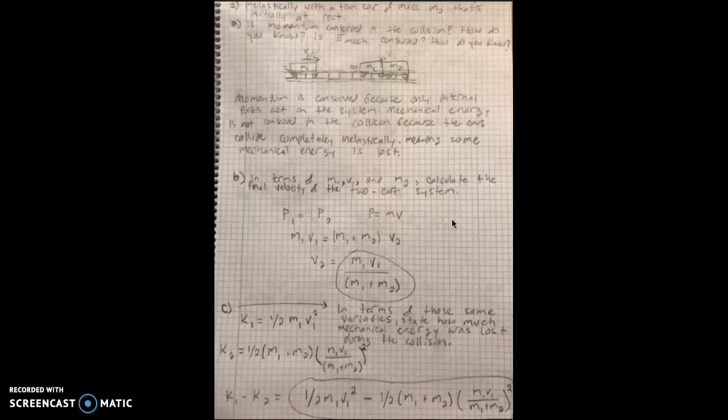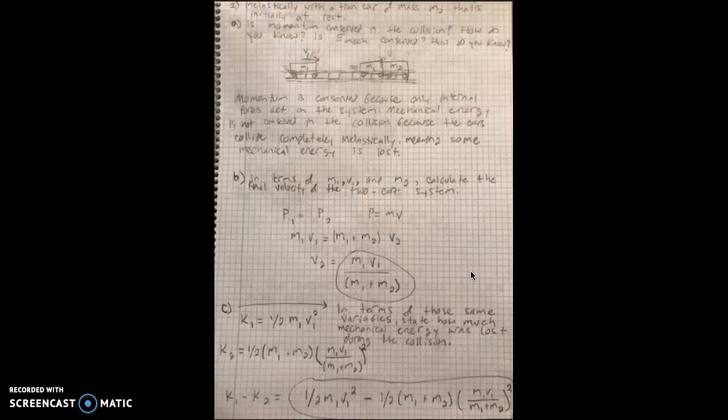So I'm going to take, since at the beginning of the problem m2 is motionless, all we have is m1 and v1, which is the initial momentum. And then after the collision, when the two train cars stick together because the collision is completely inelastic, the final mass will be m1 plus m2, and v2 is what we're solving for. And then we do some division, and we get the answer right here for v2.